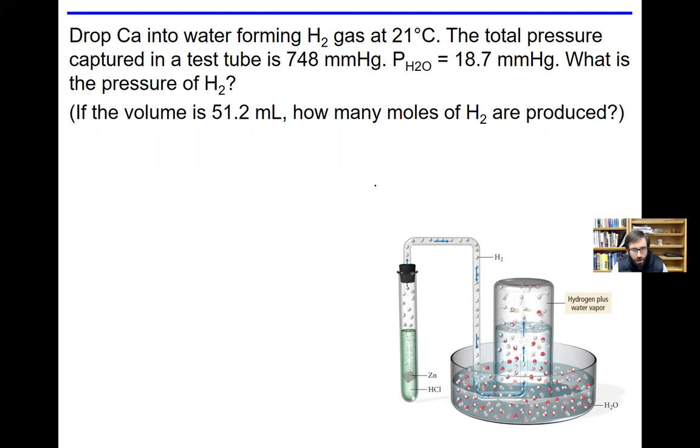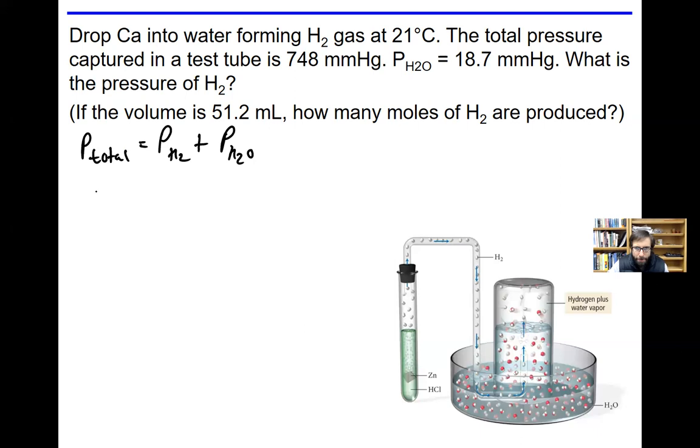All right, so here what are we going to do? All we're going to do is use the fact that the total pressure is equal to the sum of the partial pressures. And the two pressures here that we care about are hydrogen and water, those are the two gases in this space.